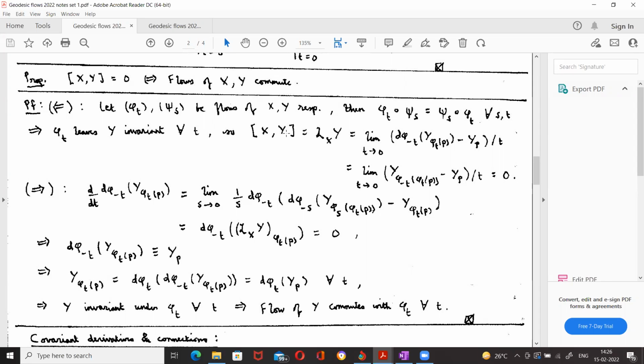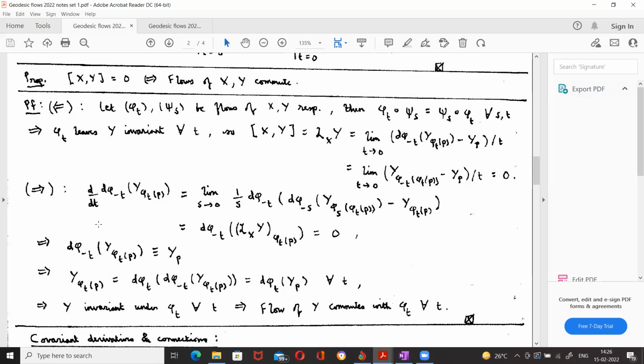Okay. So let's prove now the forward implication. So we're given that the Lie bracket is 0. We want to show that the flows of x and y commute. Okay. So what can we do? What we will show is that if the Lie bracket is 0, then y will be phi t invariant. Okay, that's what we will show, where phi t is the flow of x.